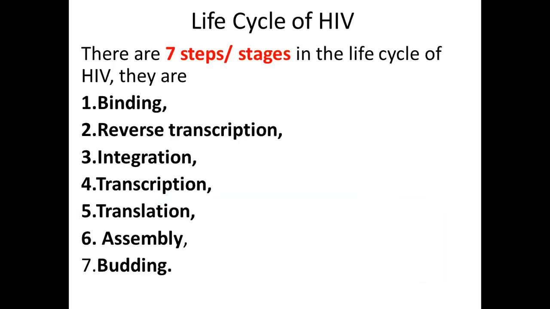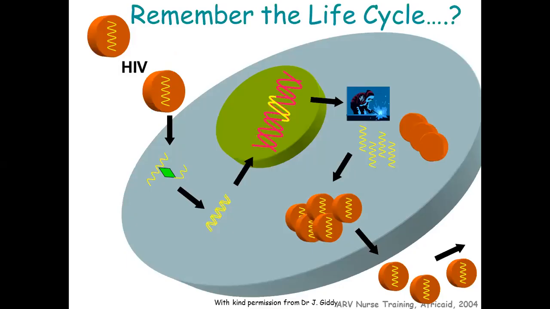Now, if we talk about the life cycle, you know that most of the steps or stages of the life cycle of viruses are the same. In HIV, the first stage is binding, then reverse transcription, integration, transcription, translation, assembly, and budding. So in your OSCE, you should know the steps and stages of the life cycle. Now if you understand this diagram, everything will be clear. You see a circular disc, brown in color, with yellow RNA, which is the HIV. Suppose it's an HIV virus.